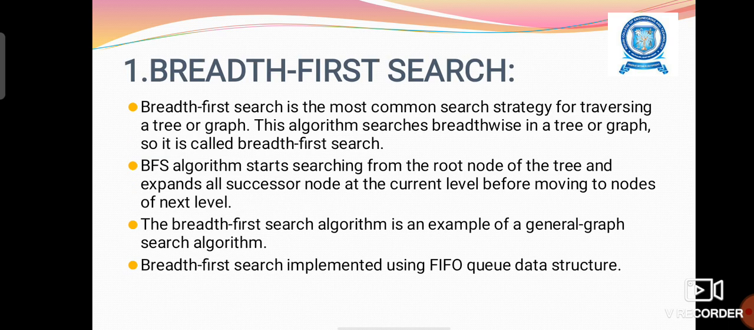First of all, let us see BFS, breadth first search. BFS is the most common search strategy for traversing a tree or graph. This algorithm searches breadth-wise in a tree or graph, so it is called breadth first search. It starts searching from the root node of the tree and expands all the successor nodes at the current level before moving to the nodes of the next level. It is an example of a general graph search algorithm. BFS is implemented using a FIFO queue data structure.